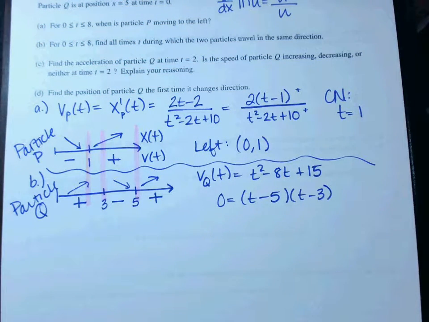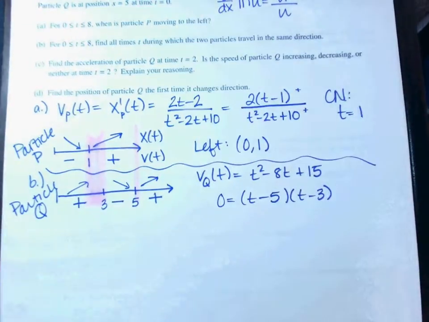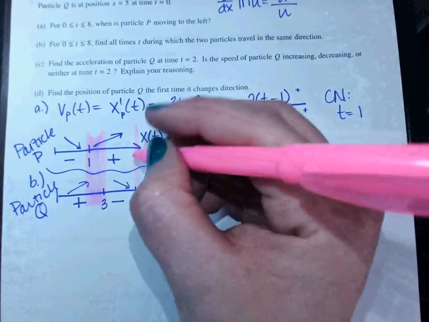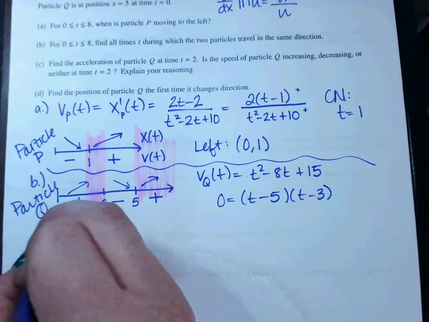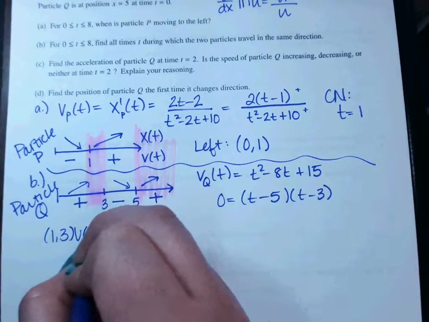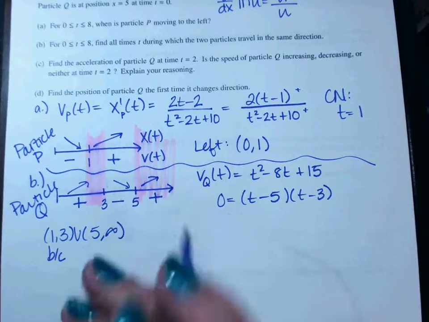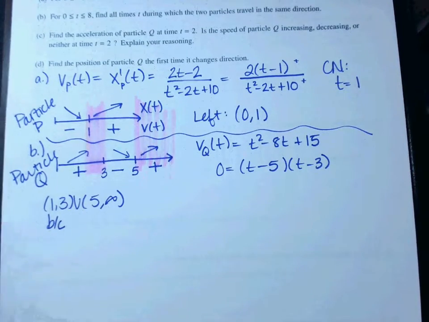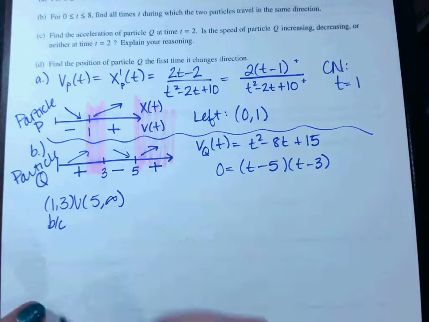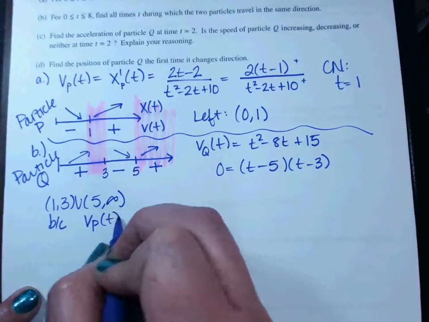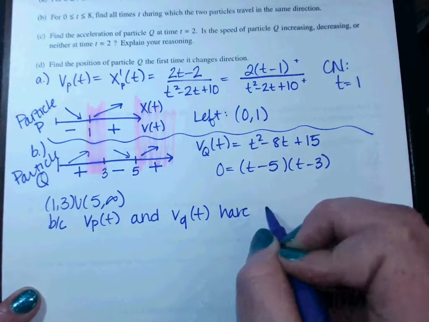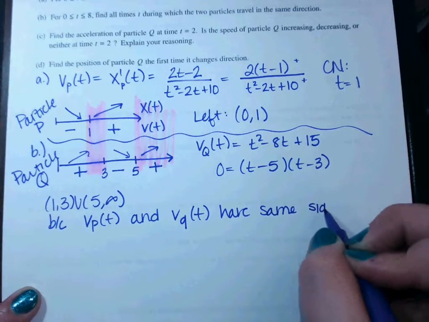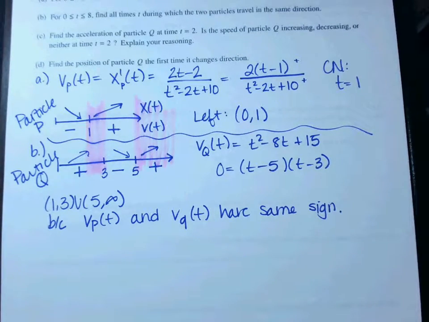So from 0 to 1, do they match? No. 1 to 3, do they match? Yeah. Both positive. Okay, from 3 to 5, do they match? No. 5 to infinity, do they match? Yes. So those would be your intervals. 1 to 3, union, 5 to infinity, because, and the only thing that's kind of annoying with this question is since you have the two v's, you want to make sure you call one VP of T and the other one VQ of T, have the same sign. So remember, the direction that a particle is going comes from its velocity.